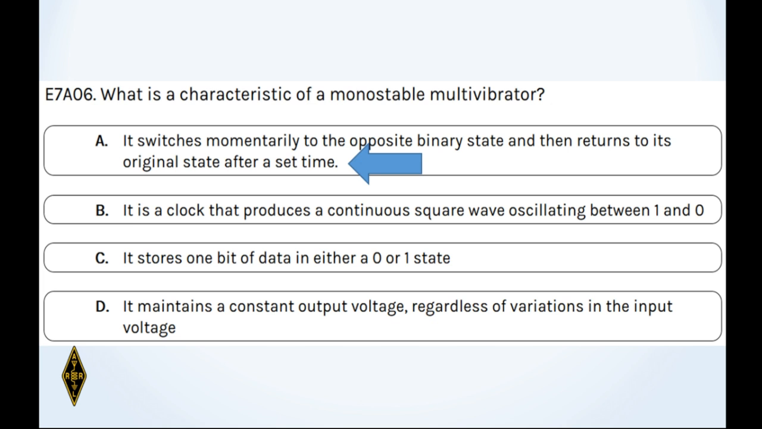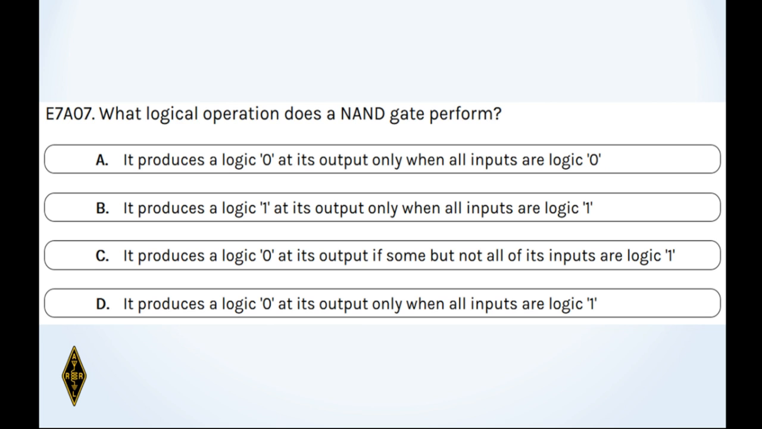Yep. And what logical operation does a NAND gate perform? You're going to have to think about this a little bit. So it's an AND gate with an inverter. And an AND gate would provide a 1 on the output when all inputs are 1. That's an AND gate. But when you have an inverter on the output, then it'll produce a logic 0 at its output only when all inputs are logic 1. That's a NAND gate. This will be the hardest part of this section.